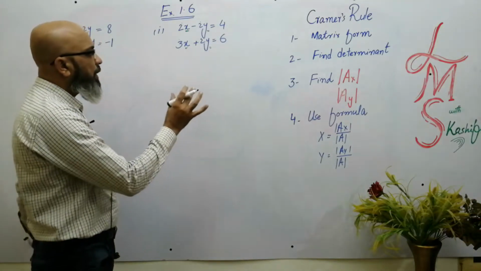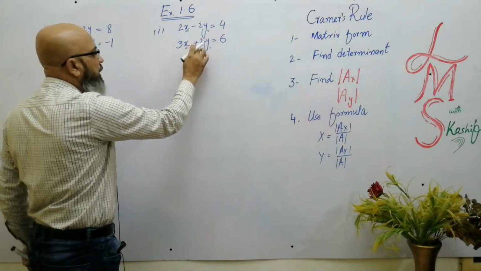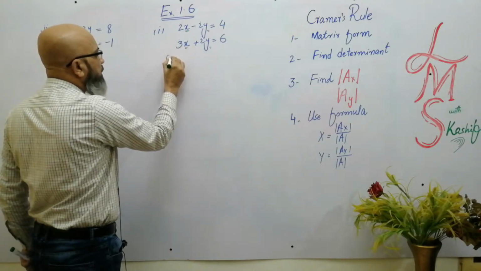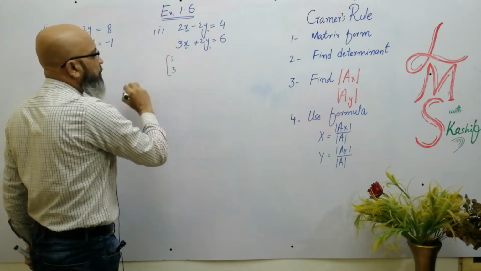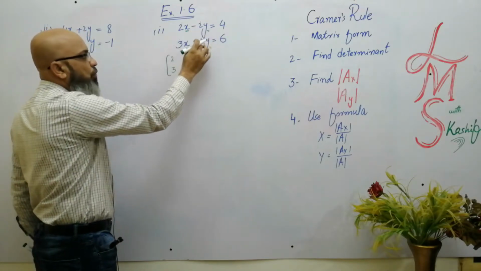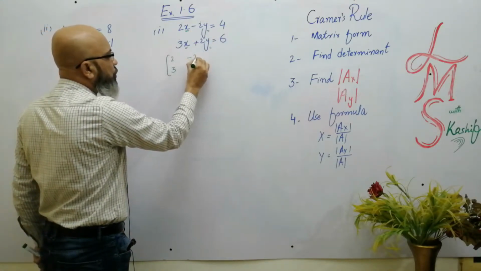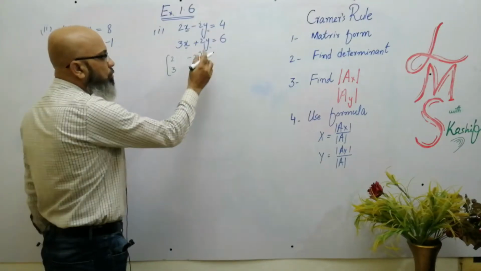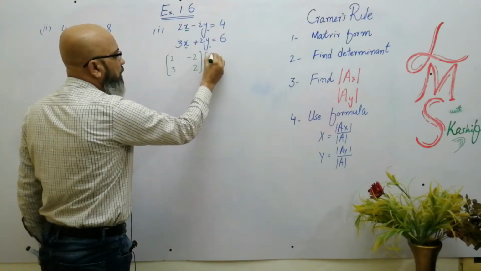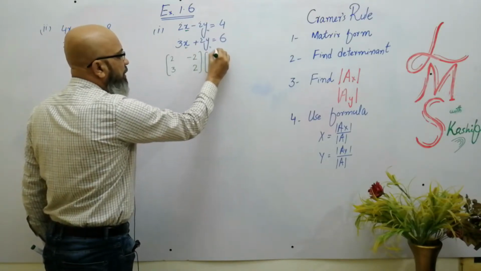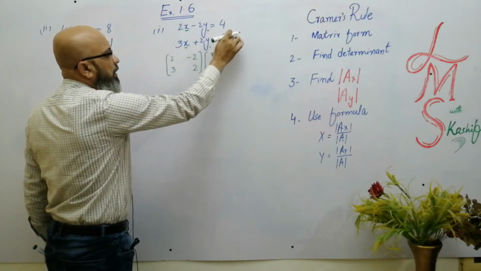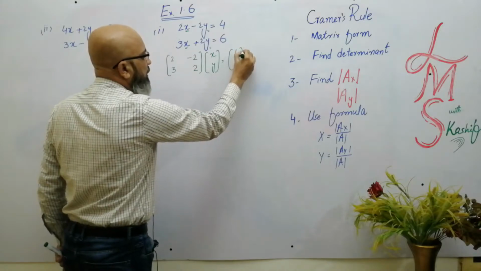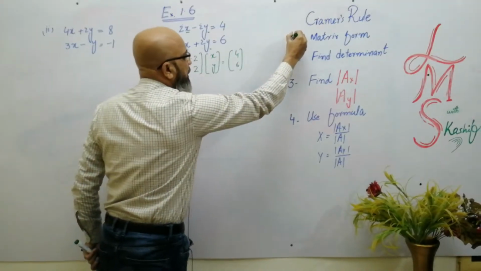So first of all we will make a matrix of the coefficients of these variables. First we will write the coefficients of x, that is 2 and minus 3. Now we will write the coefficients of y, that is minus 2 and 2. So that matrix is complete. Now we will write a matrix of variables. What are the variables? x and y, and these are the constants. What are the constants? 4 and 6. Your first step is done.